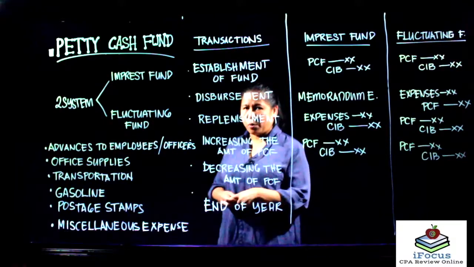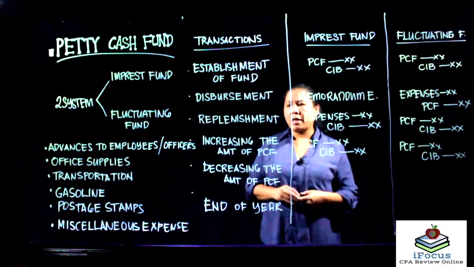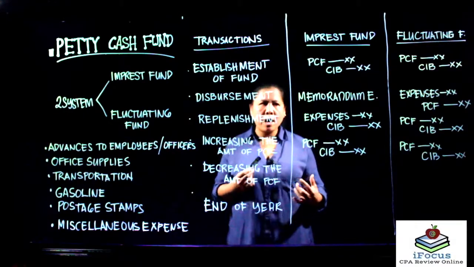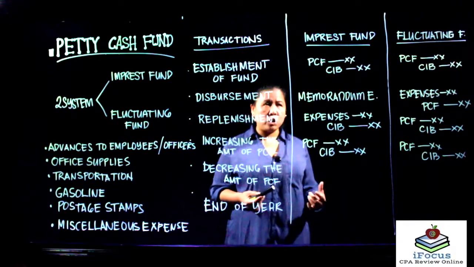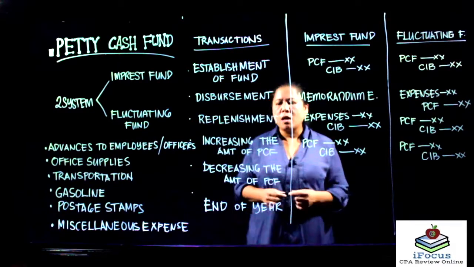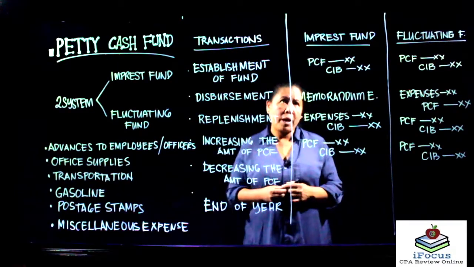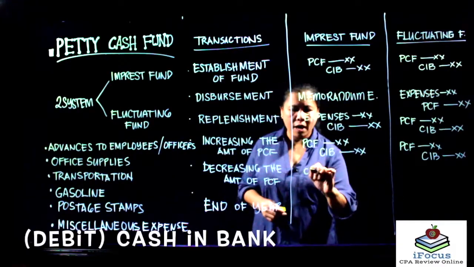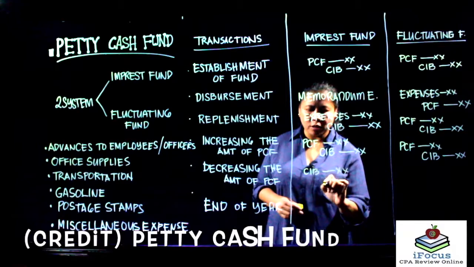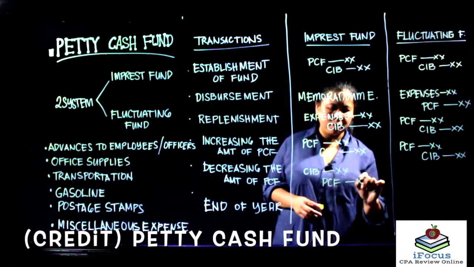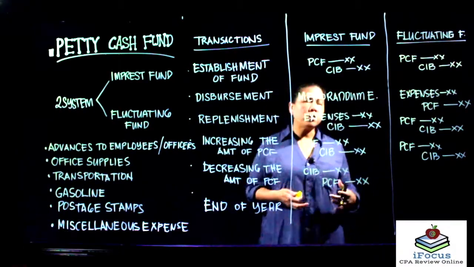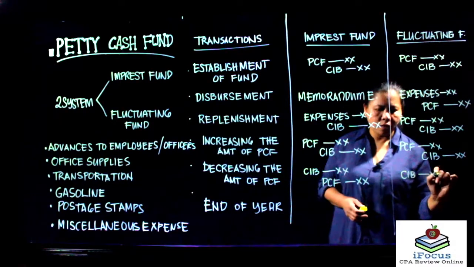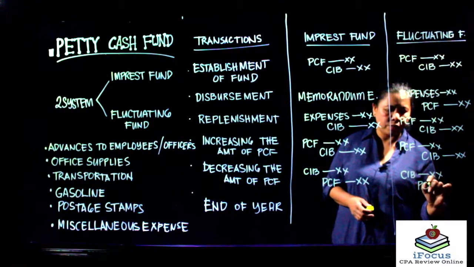Decreasing the amount of petty cash fund. The company realized that the amount in the petty cash fund is too much. So we have to decrease the amount of petty cash fund so we can use it for something else. If we decrease the amount of petty cash fund under imprest fund system, we debit cash in bank and we credit petty cash fund. We put it back in our cash in bank. Same way with fluctuating fund system, we debit cash in bank and we credit petty cash fund.